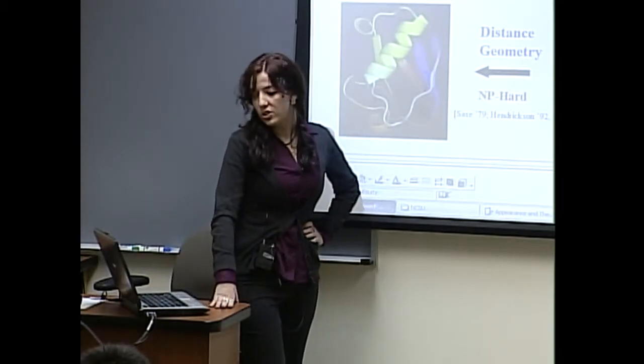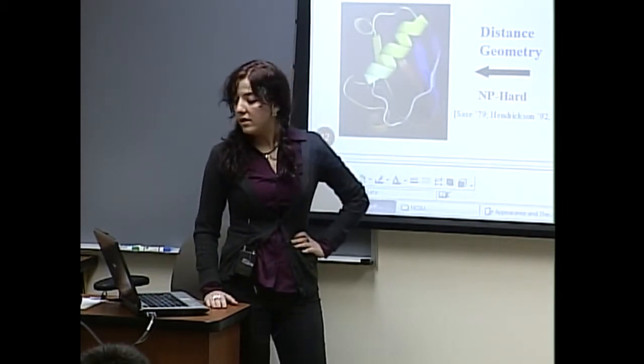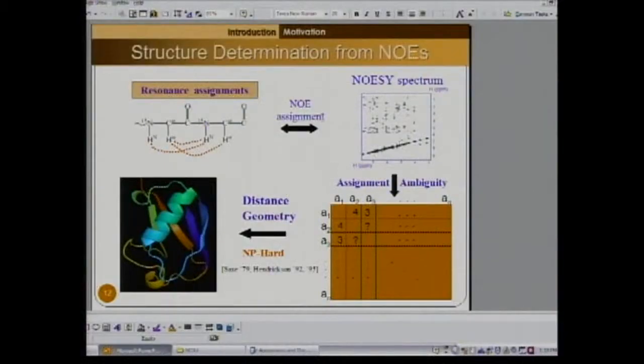So the traditional structure determination from NOE would have the following protocol. First, resonances are assigned manually. So resonances are assigned for each of the atoms in the sequence. Next, from NOE data, NOE assignments have to be done.